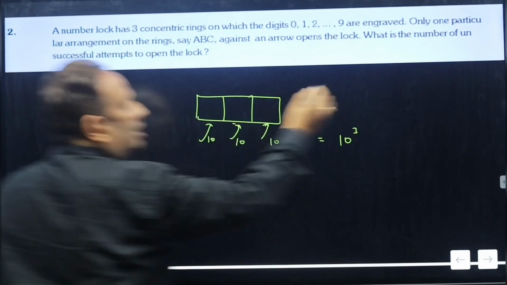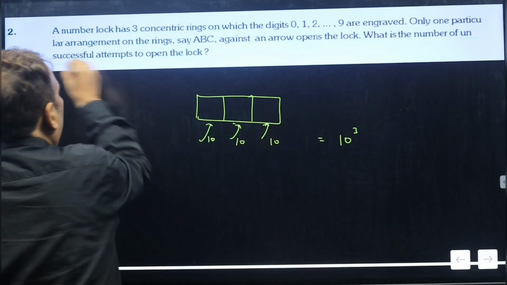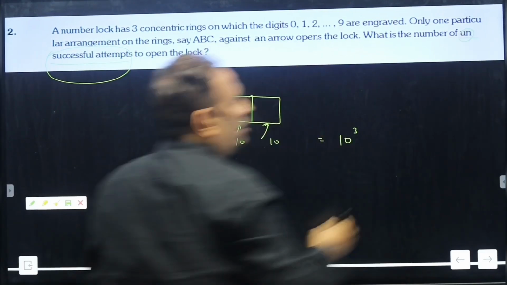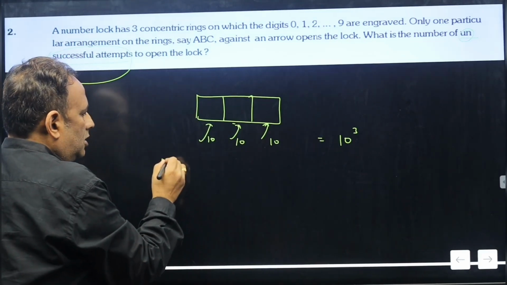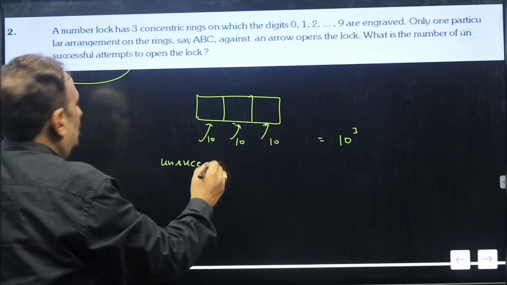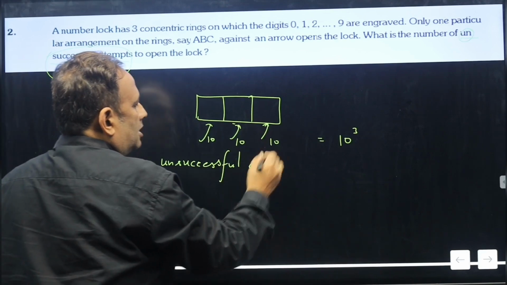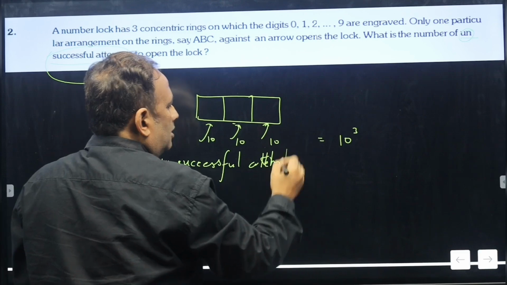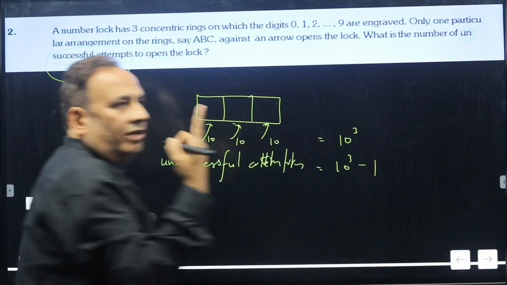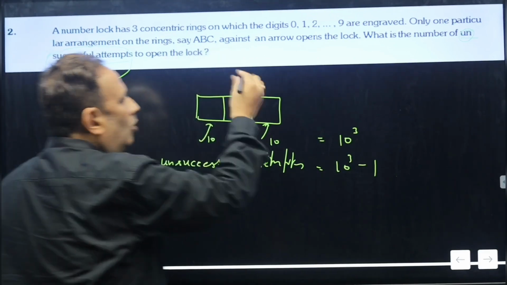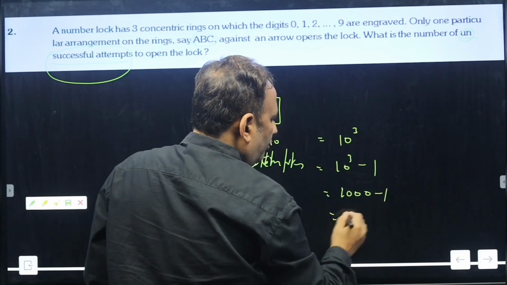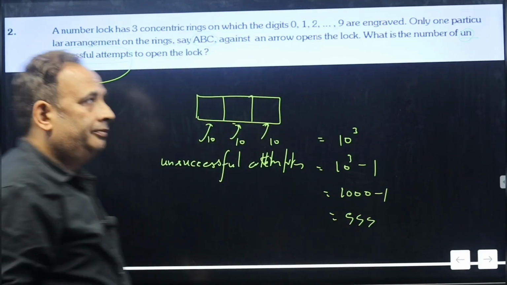But here they are asking for unsuccessful attempts, so we have to consider unsuccessful attempts, not successful ones. So the unsuccessful attempts are 10 to the power 3 minus 1, because only one possibility will be there in which the lock will open, that is the pattern ABC. So 1000 minus 1, that is 999, that is the answer.